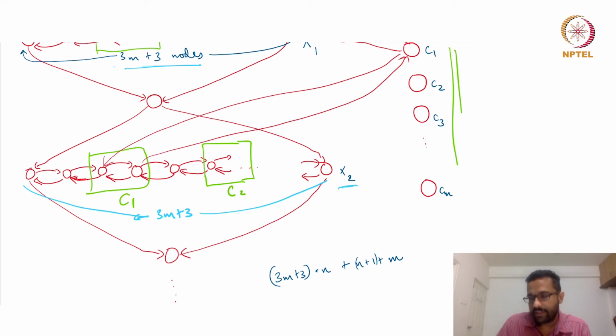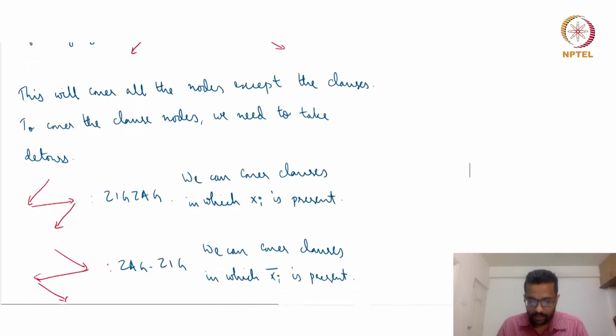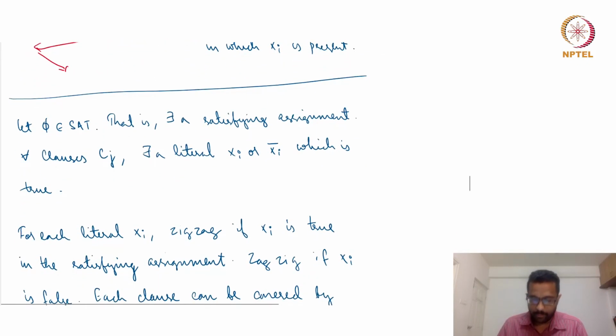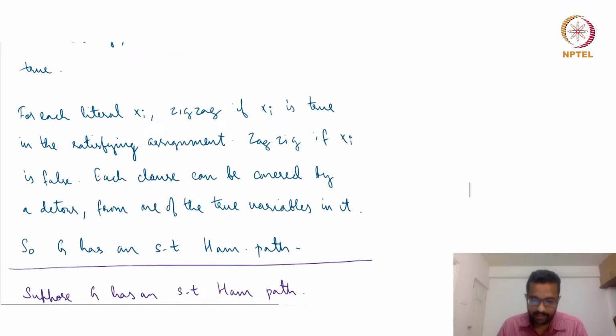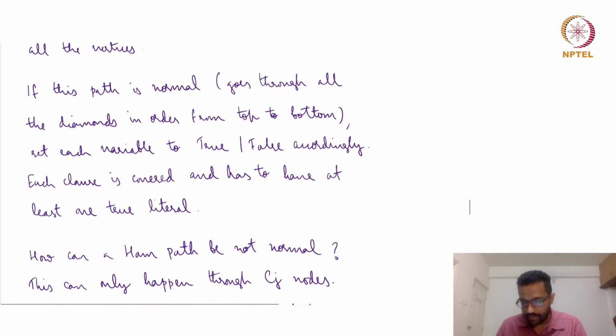And what I am saying is that these side vertices also can be covered if and only if there is a satisfying assignment. If there is no satisfying assignment, you will not be able to cover all the side vertices. Again, the details are there in the book. It's also there in the notes that I have prepared, and I shall share this with you. The details are a bit involved.